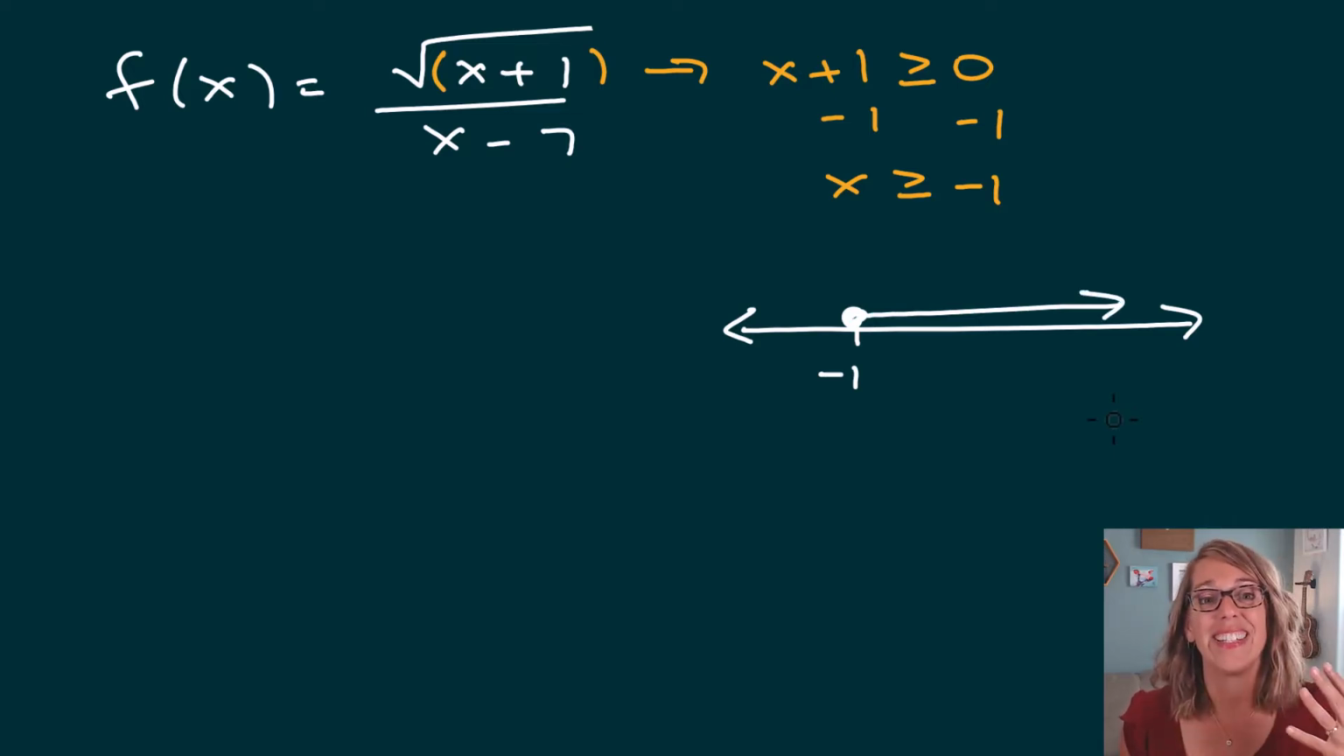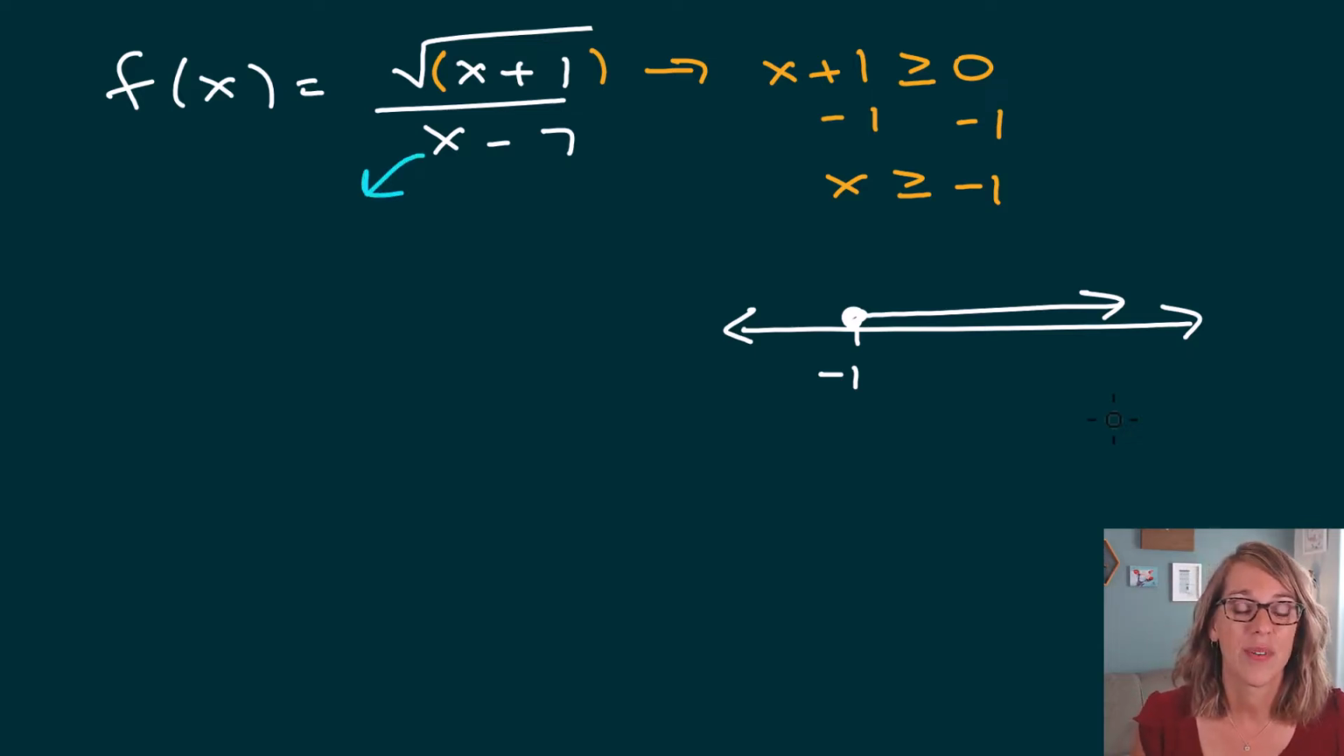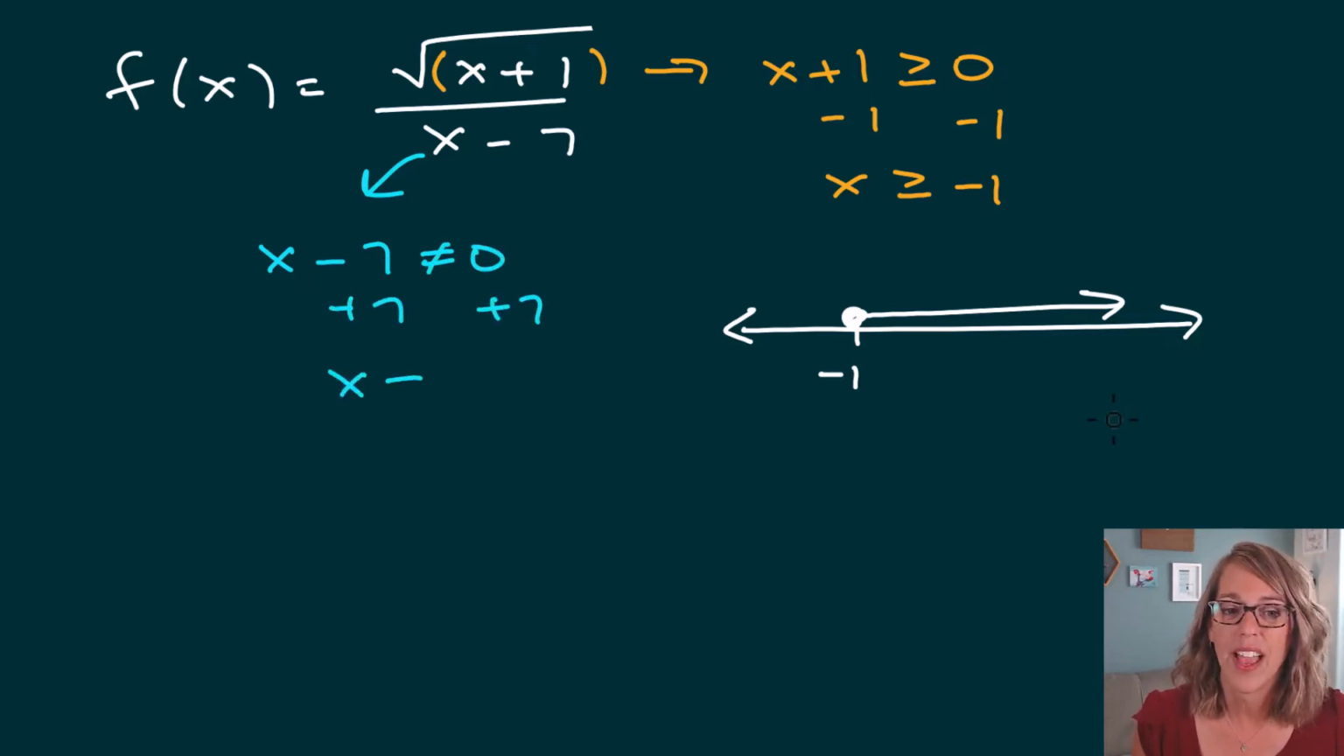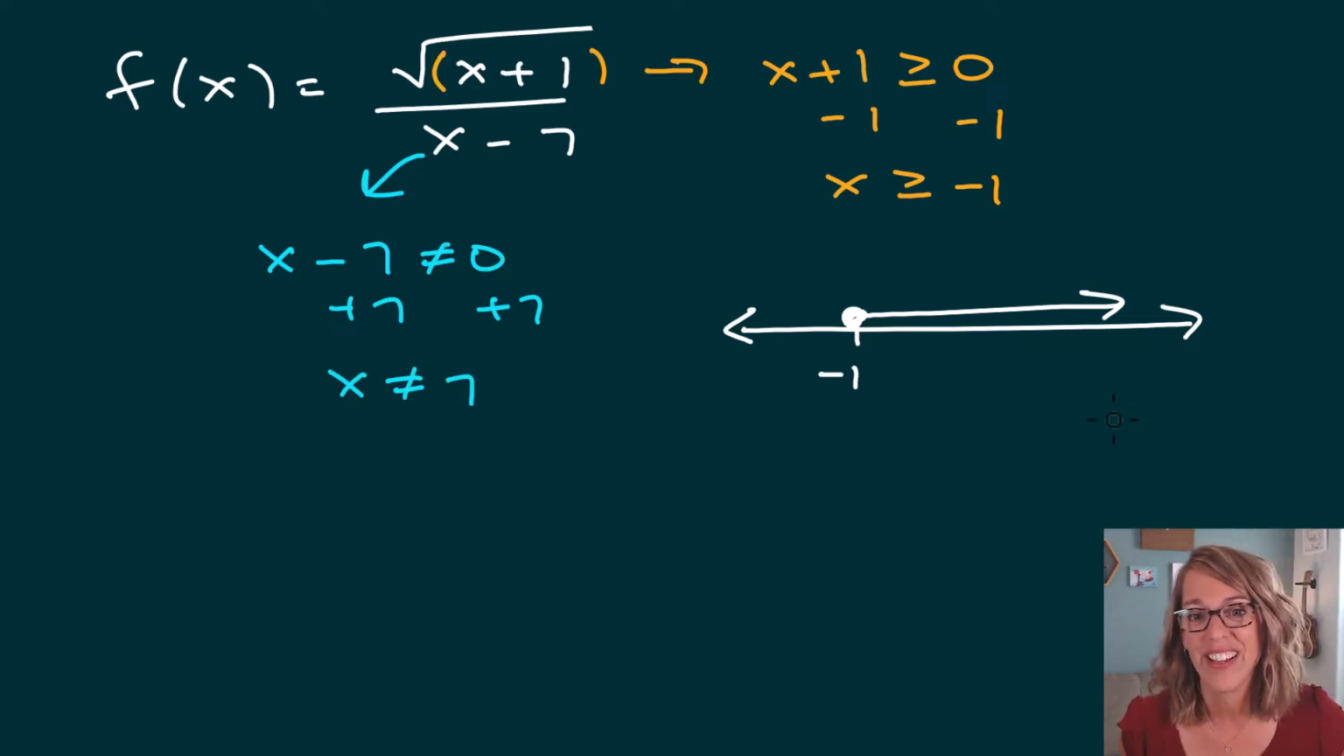Let's see if we get any additional domain restrictions from the denominator, and we do. So we want to make sure that x minus 7 is not equal to 0. If I add the 7 to both sides, or you can just look at this one, x cannot be 7. So that's an extra domain restriction. So if I find 7 over here, I need to create an open circle. So what can I include? I can include negative 1 to 7, but I need to skip over 7, and then I can include everything else on the other side of 7 up to infinity.